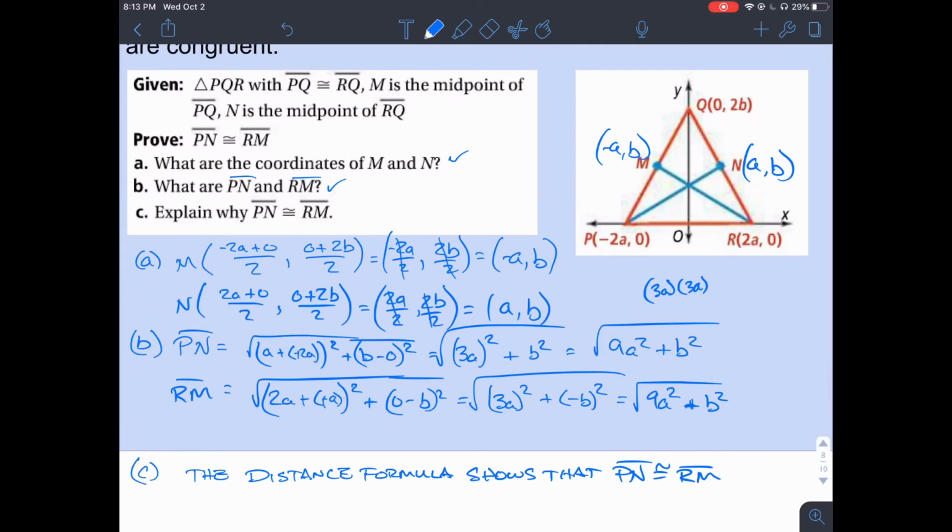So to summarize this, we use the midpoint formula to find our midpoints. We use the distance formula to show that these two lengths were congruent. And then we summed it up by using the distance formula to show that these were congruent. And that concludes our lesson on proving using coordinate geometry.